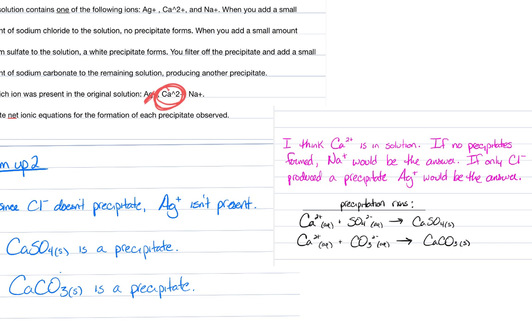Okay, so that's my answer. I think it's Ca2+. If there were no precipitates formed in step 1, 2, or 3, I think it would be sodium, because sodium doesn't precipitate with anything. If we had made a precipitate in the first step with the Cl-, then we could assume there's silver here. But since we didn't, I don't think silver's in the solution. My two precipitates are calcium sulfate and calcium carbonate. There are my two net ionics for those precipitation reactions, and I think that's our answer.